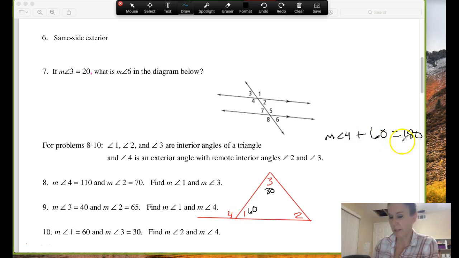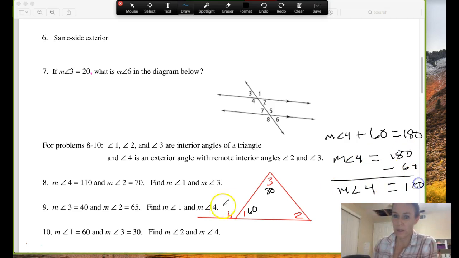So I just have to subtract 60 to figure out the measure of angle 4: 180 minus 60. Most of you can do this quickly in your head. You don't have to do all this writing out. You just go 180 minus 60, and you get 120 is the measure of angle 4. So the measure of angle 4 is 120 degrees.